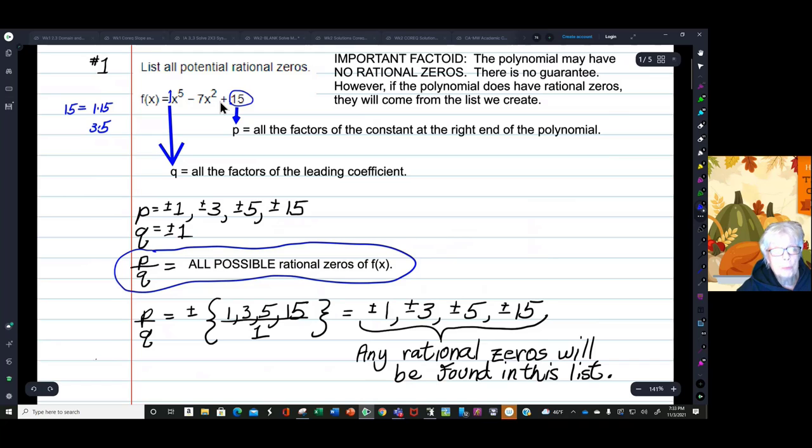Now, this polynomial might not have any rational zeros. Its zeros might be either irrational or complex conjugates. And since it's an odd power, it probably does have at least one rational zero. And I'll explain all of that later. Actually, we can explain it now.